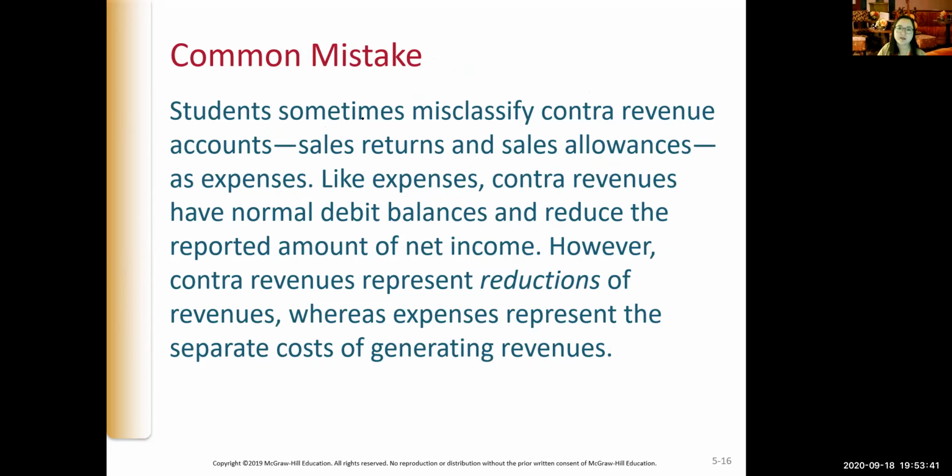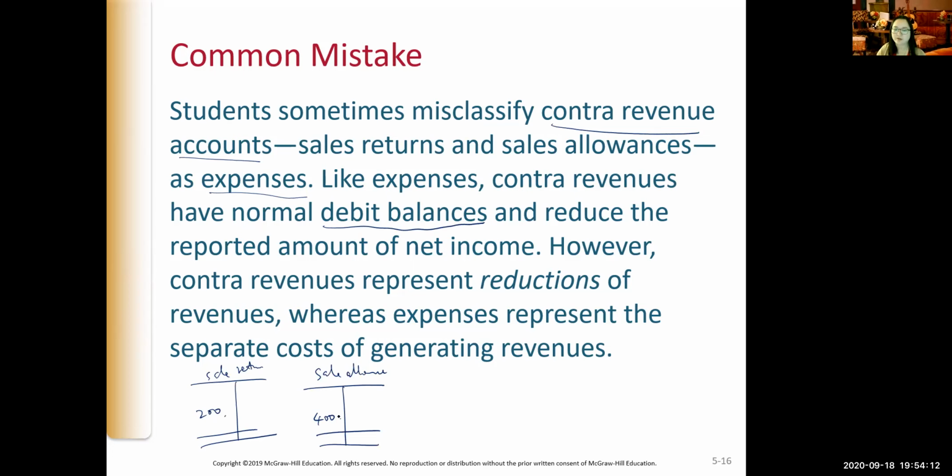So, common mistakes. Students sometimes misclassify contra revenue accounts such as sales return and sales allowances as expenses. Like expenses, contra revenue accounts have a normal debit side balance, right? We talk about sales return and sales allowances. We usually debit 200, and we debit the $400 that we just talked about, right? Return the glasses and also dissatisfaction with the surgery for 400.